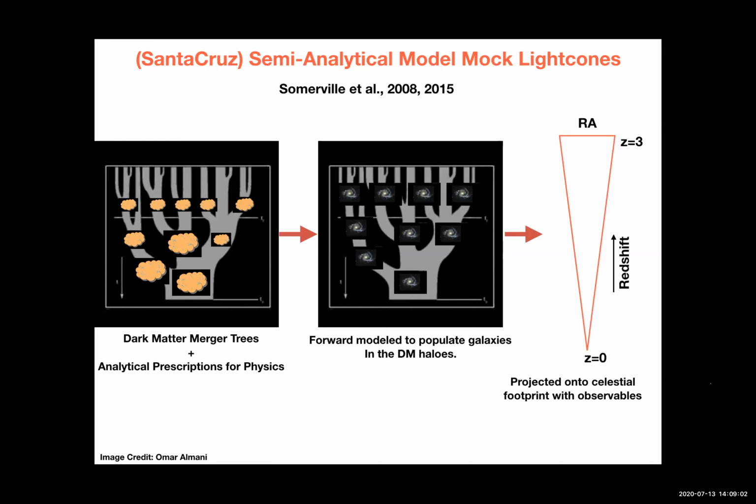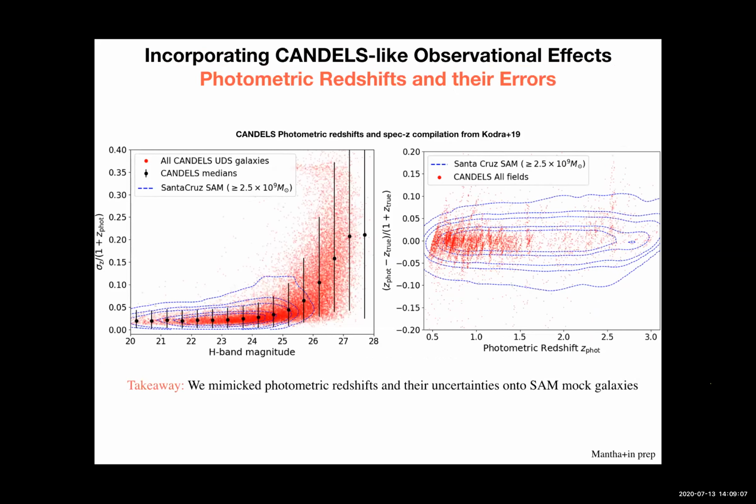So we are using this particular data set, and we are additionally incorporating observational effects to understand their role. We are incorporating effects that statistically mimic the properties of CANDELS data. The first thing that we do is incorporate photometric redshifts and errors. For this purpose, I'm using the CANDELS spec-z and photometric redshift compilation by Titan et al., who also did a Bayesian analysis to quantify the point estimates for photometric redshifts and also corresponding errors.